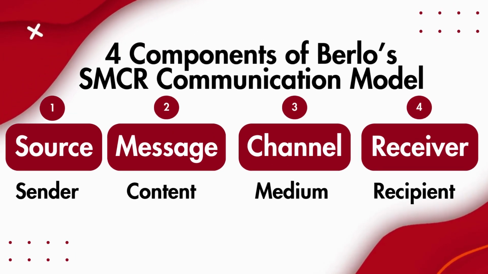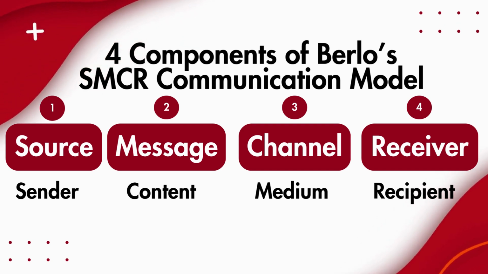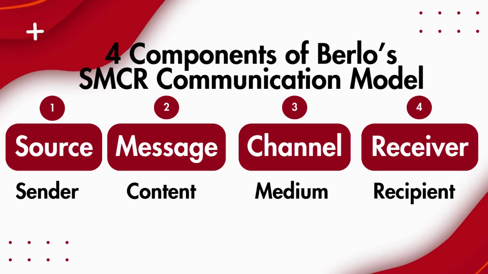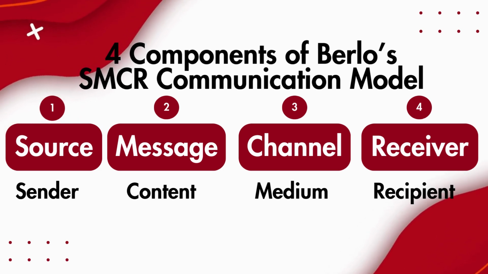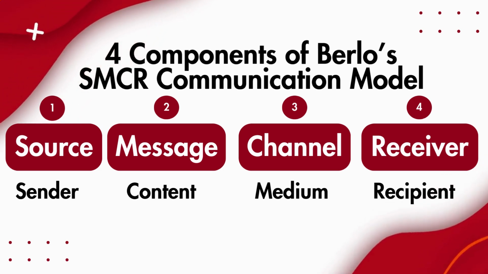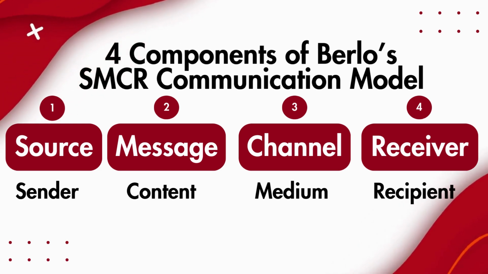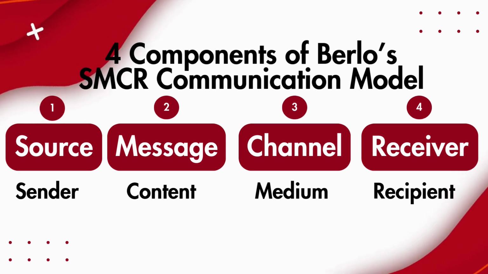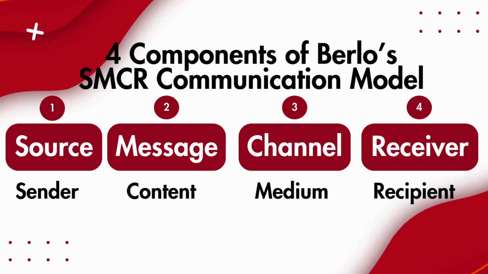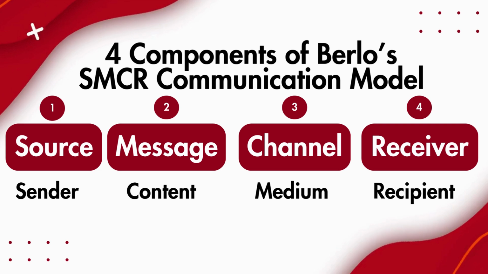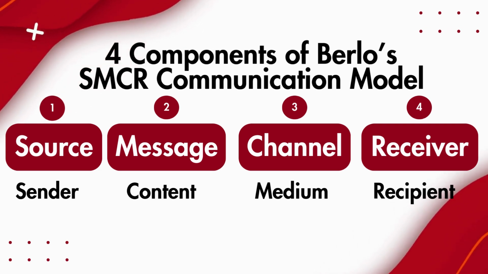Let me explain the four components of Berlo's SMCR communication model. First, source. The sender or originator of the message, influenced by communication skills, attitudes, knowledge, social system, and culture. Second, message. The content being communicated, including elements, structure, code, and treatment.